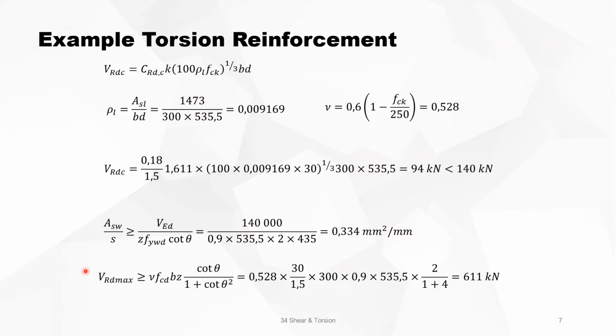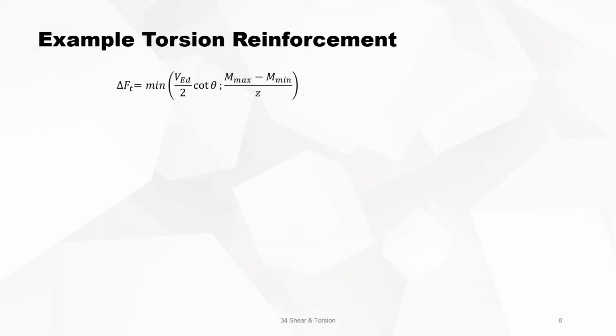We have to check the concrete strut, so VRD max with cotangent theta equals 2. We arrive at 611, so the 611 is more than the maximum that we have in our beam, so that's all right. It means that the cotangent theta 2 is well chosen. Otherwise, we have to decrease the cotangent theta 2.